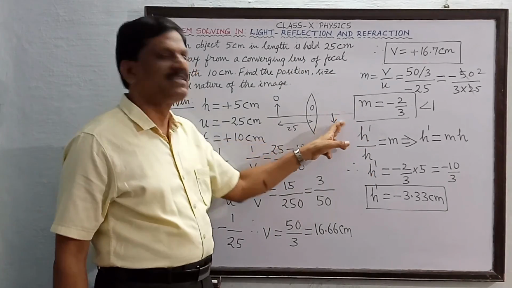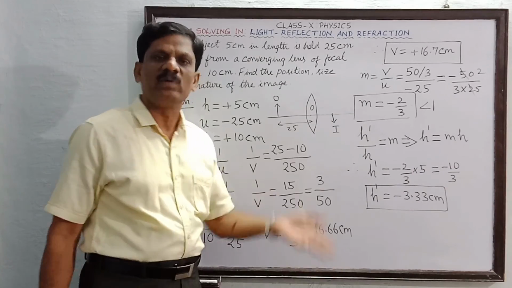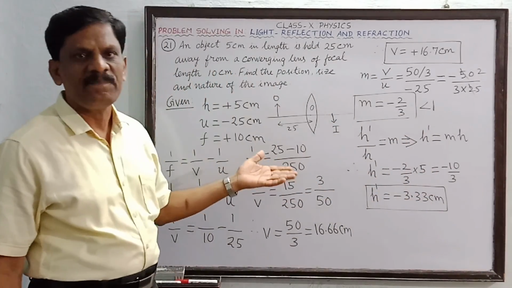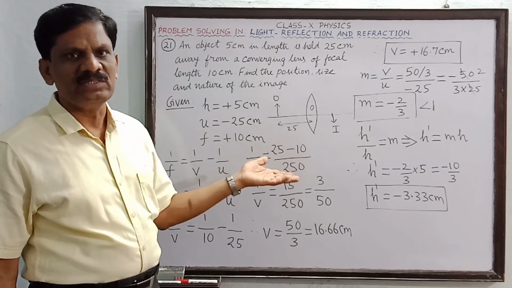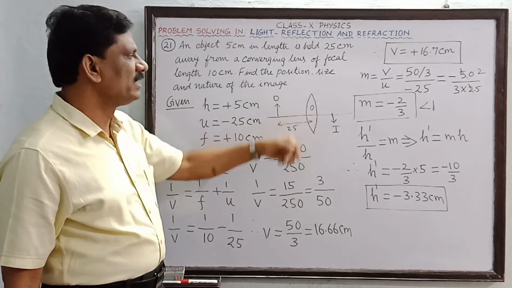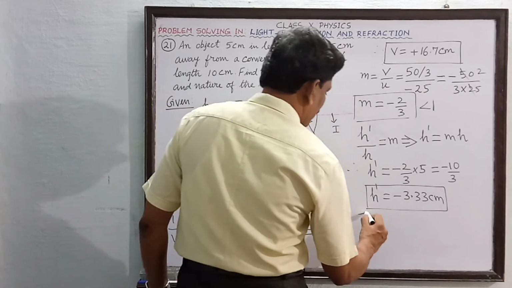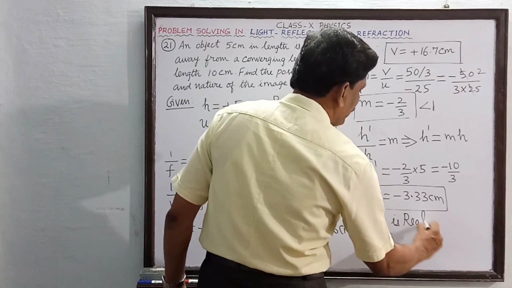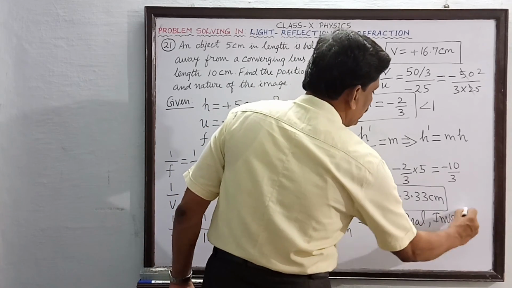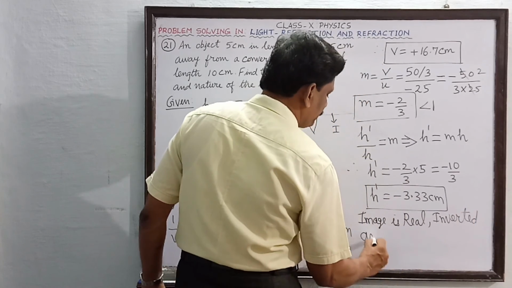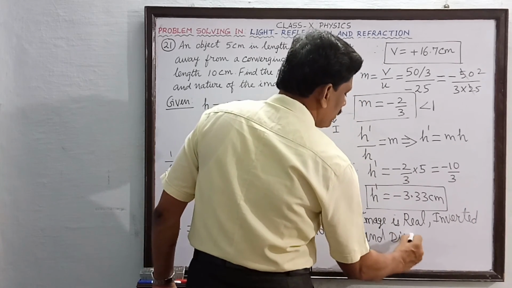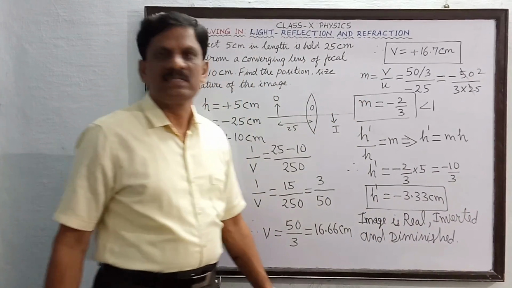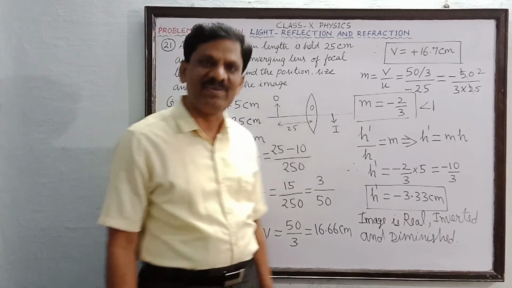Then the image is found below the principal axis. Hence it is an inverted image. The image is found on the other side of the lens and hence it is a real image. So real, inverted and diminished image. So I will write: image is real, inverted and diminished. Have you all understood, students? Is it easy? Fine. We will see in the next sum.